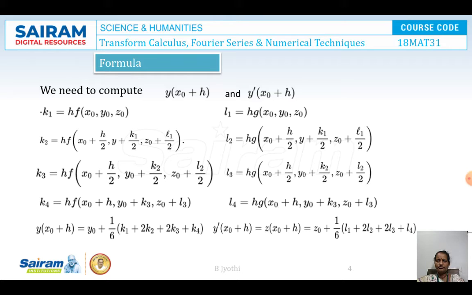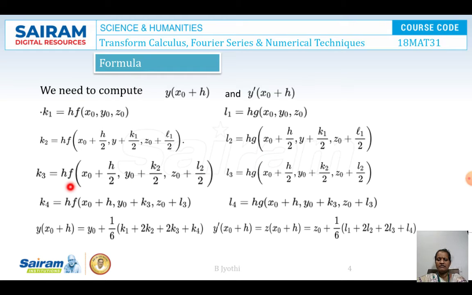Now we have the formula. In order to compute y of x naught plus h and y dash of x naught plus h, we need to find the values of k and l. So the k1 value is h into f of x naught, y naught, z naught, and L1 is h into g of x naught, y naught, z naught. K2 is given by the formula h into f of x naught plus h by 2, y naught plus k1 by 2 and z naught plus L1 by 2, and L2 is h into g of x naught plus h by 2, y naught plus k1 by 2 and z naught plus L1 by 2.